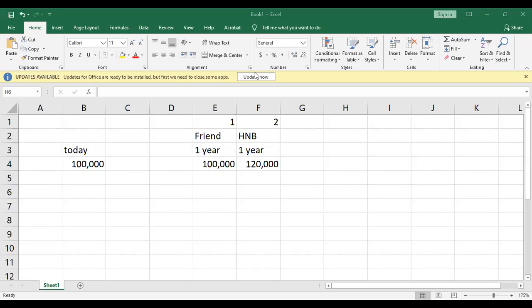Option two, yes, option two. Everybody, rational people choose option two because you will get some amount of money as a return. In this situation, you can get a 20,000 profit. Now, both of them promise to give you 100,000 after 1 year. So this time, what is your option, one or two? Both HNB and your friend promised to give 100,000 in 1 year.